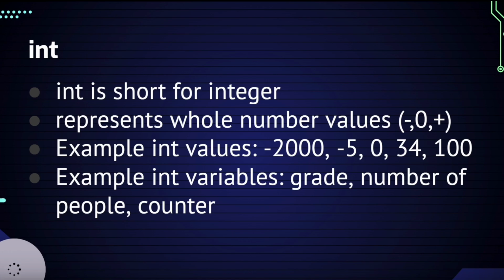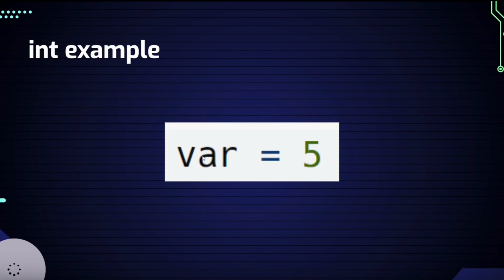And some examples of int variables that you can name could be grade. Grade would be an int. Number of people in any situation could be an int. And if you want to create a variable to count something, that would also be an int. So an example of the syntax would just be var, which would be your variable name. Then you would have the equals sign to initialize your variable, and then 5 would be the value of your variable, which would be an int.